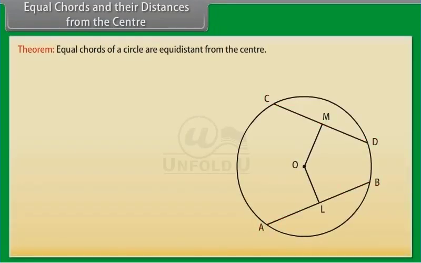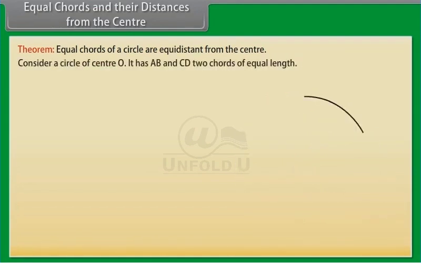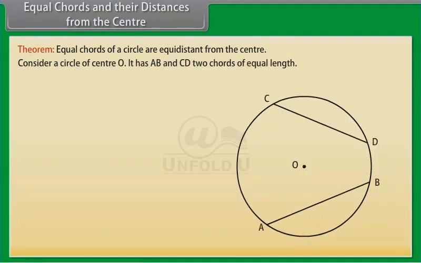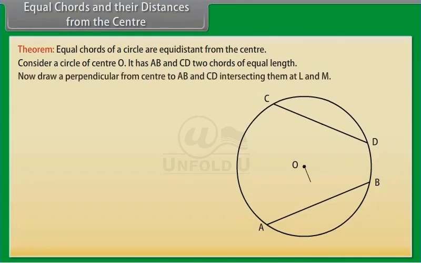Equal chords and their distances from the center. Theorem: equal chords of a circle are equidistant from the center. Let us prove this. Consider a circle with center O. It has AB and CD, two chords of equal length. Now draw perpendiculars from the center to AB and CD, intersecting them at L and M. So we have to prove that OL is equal to OM.